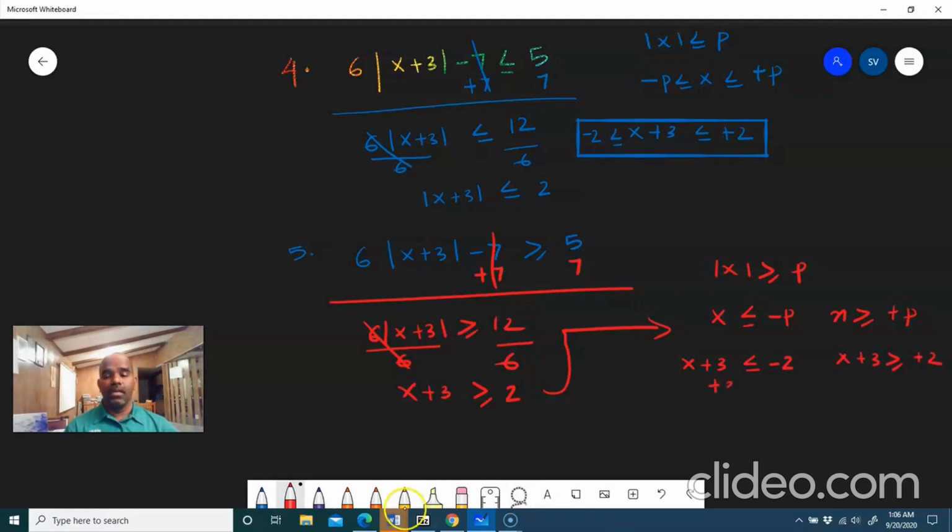Eliminate 3 on both sides by subtracting 3. So x is less than or equal to negative 5. That is the first solution. And for the next one, eliminate 3 as well, so x is greater than or equal to negative 1. See, we have two different solutions. These are the 3 different cases for inequalities and absolute value equations.